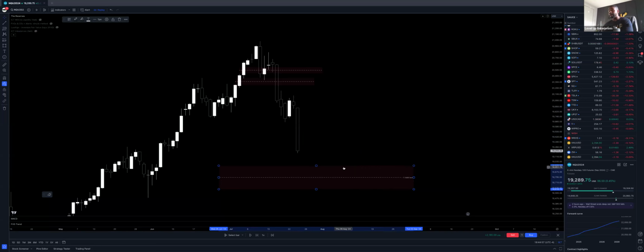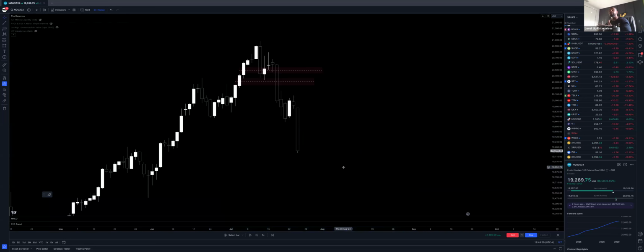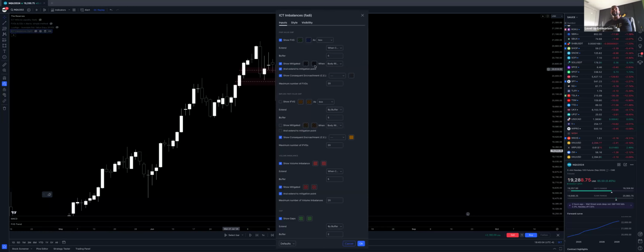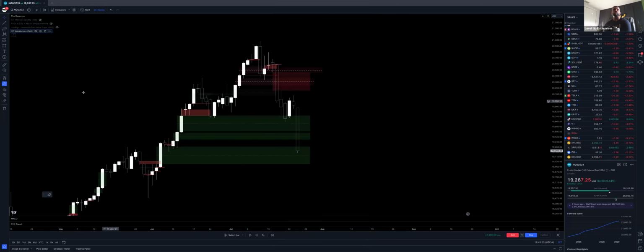If you do not want to add your own fair value gaps, which I highly recommend you train your eye to identify, you can always add ICT imbalances by Fadi. One of the things that I do is change the blue to red. Where it says show consequent encroachment, I enable that, and I always make it white so it's a little bit more visible. As soon as I turn that on, I have all my fair value gaps with the white line, and I have everything basically done for me.